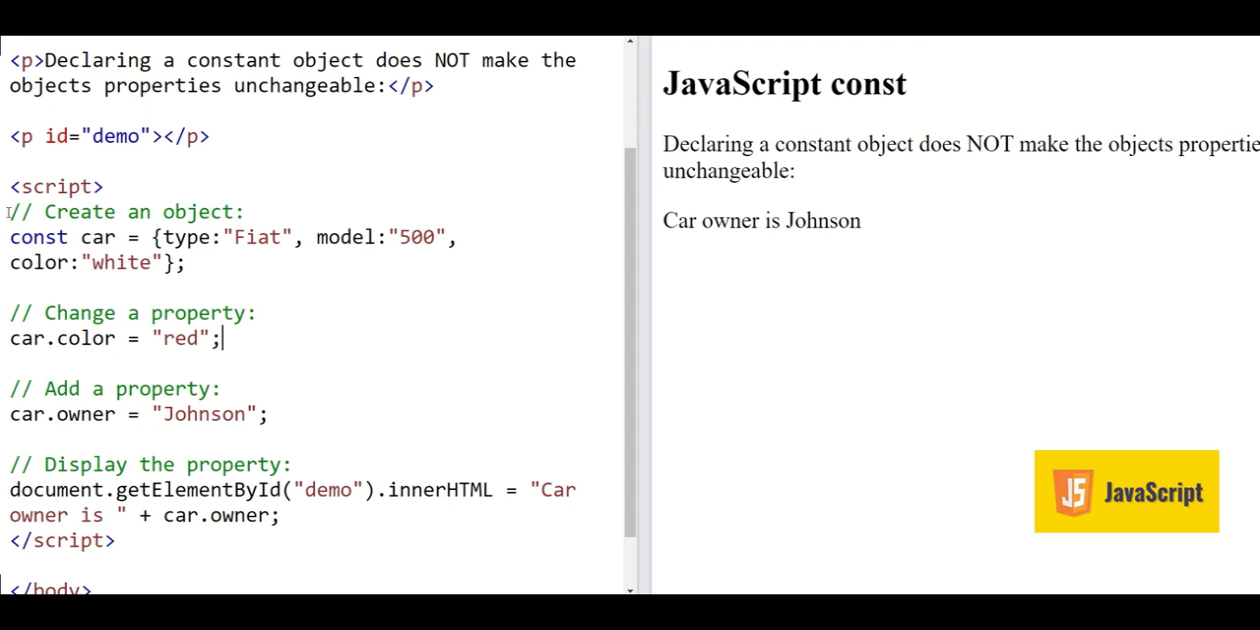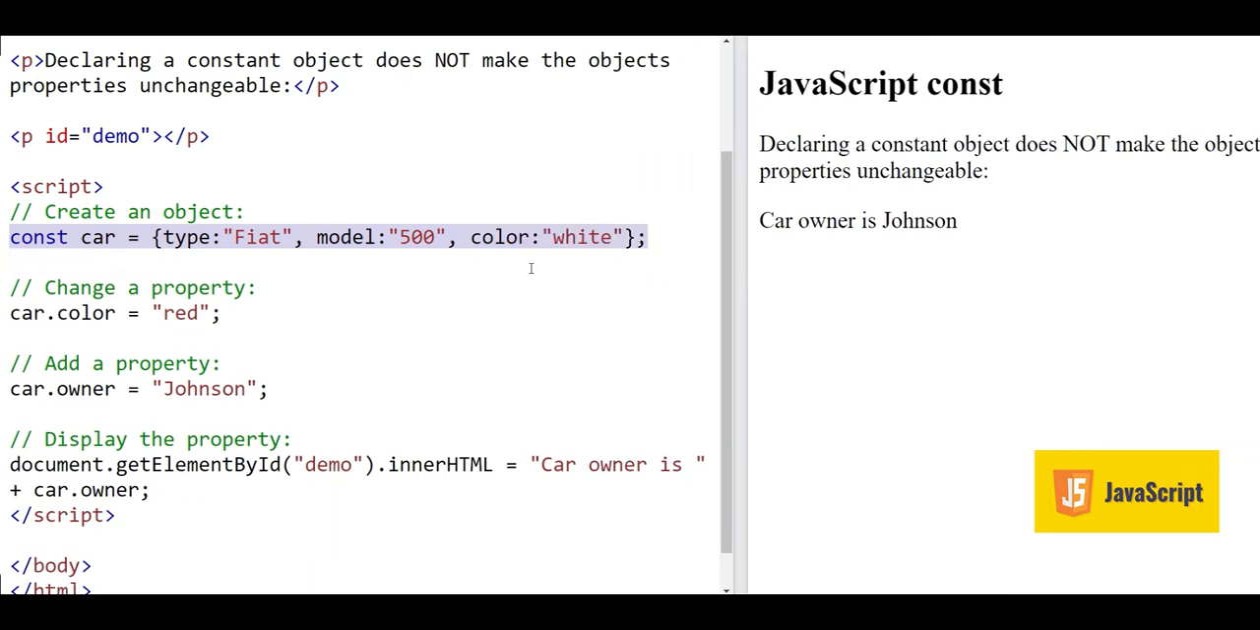Here we have this object with three properties: type Fiat, model 500, and color white. In the second row, we are changing the color to red. Then we are adding a new property called owner, Johnson, and then we are displaying the car owner is car.owner, and then displaying it in this p tag whose ID is demo, and the answer, the car owner is Johnson.